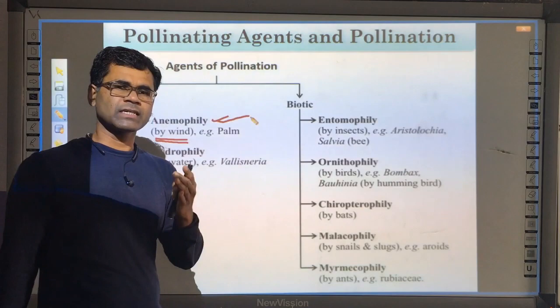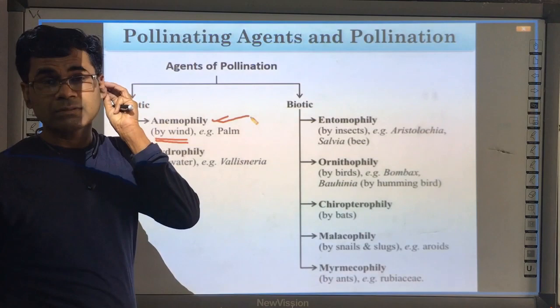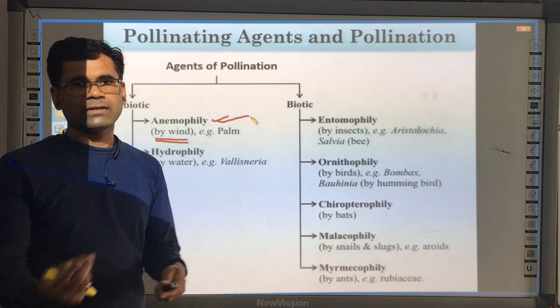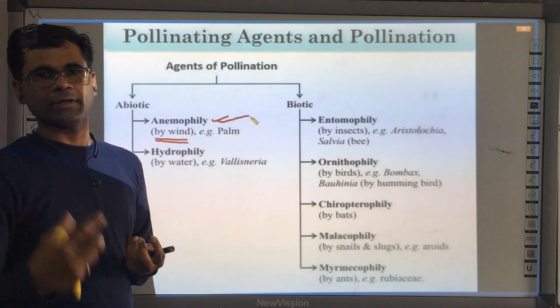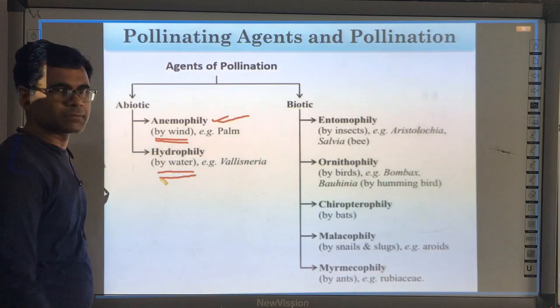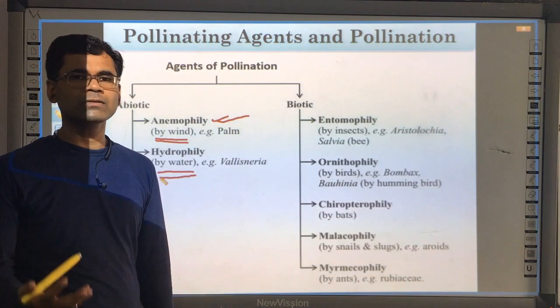In most of the grasses, and in palm plants, though palm is not an angiosperm, again the air is acting as a very important agent for carrying the pollen grains. The second one, pollination that takes place through water, is called hydrophily. Hydro means water, philus means loving.